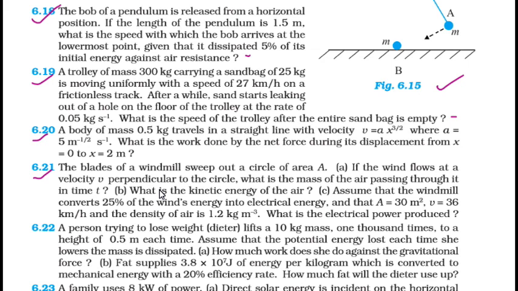B. What is the kinetic energy of the air? C. Assume that the windmill converts 25% of the wind's energy into electrical energy and that A is equal to 30 meter square, v is equal to 36 kilometer per hour, and the density of the air is 1.2 kilogram per meter cube. What is the electrical power produced? Okay, let us see the solution.